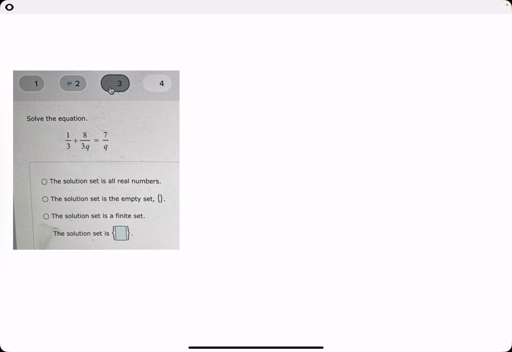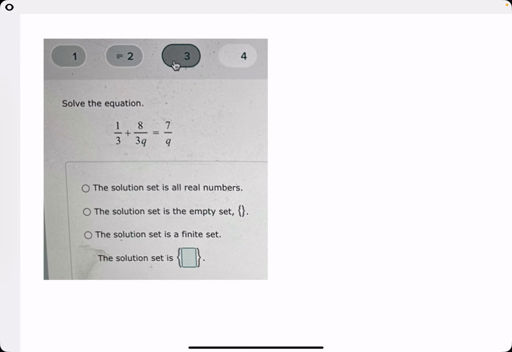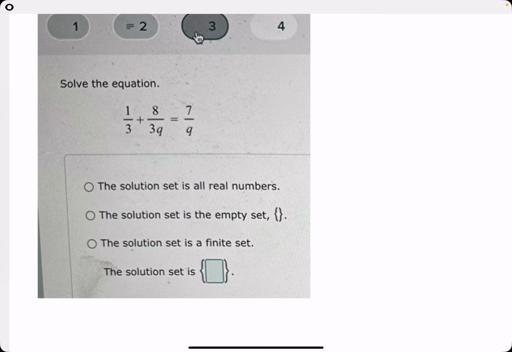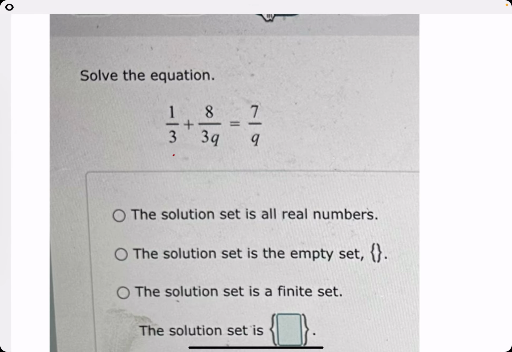Number 3, solve the equation. What do we notice here? We have fractions being added. We do not have common denominators here. So maybe let's get a common denominator first so that we can add things and then ultimately solve for Q. If this denominator has a 3, this one has a 3 and a Q, this one just has a Q, then maybe our goal here is to make all of them have 3Q because 3Q already has pieces from the other 2.